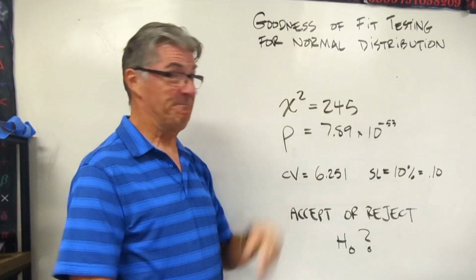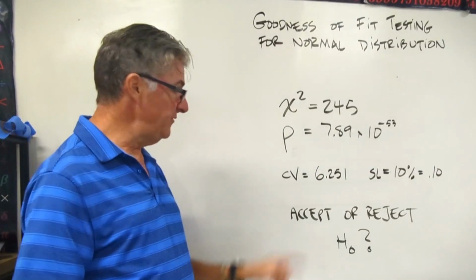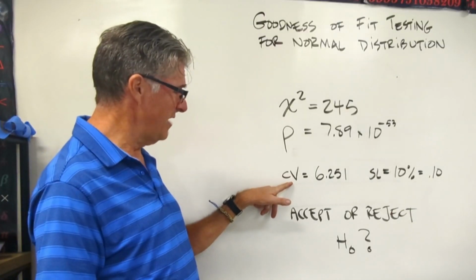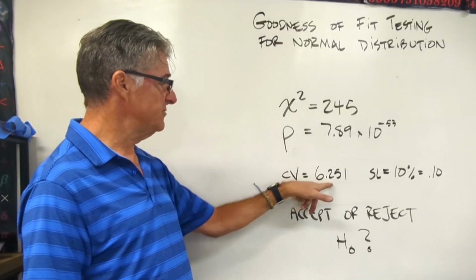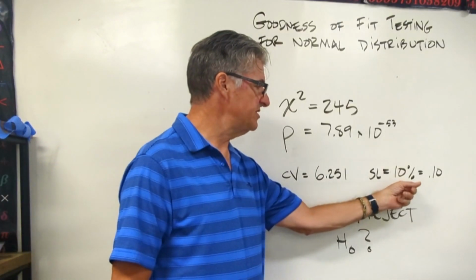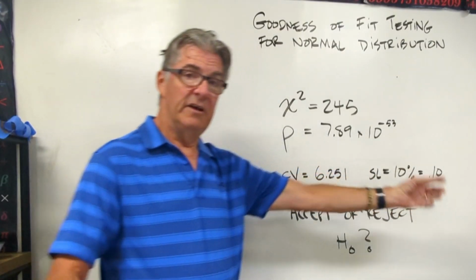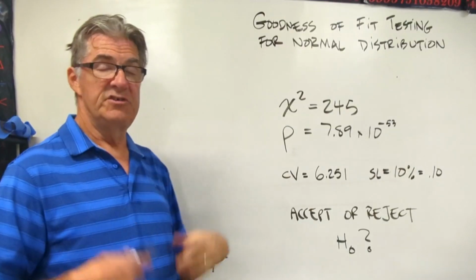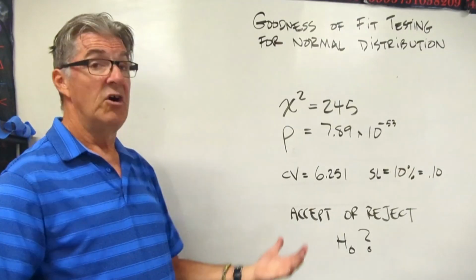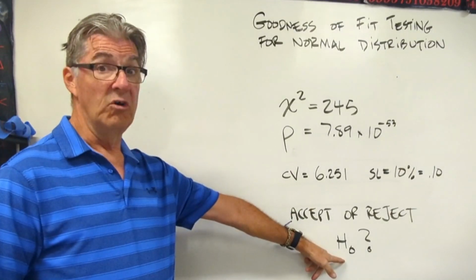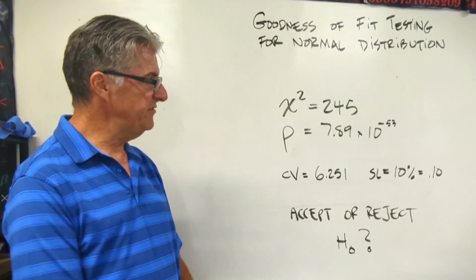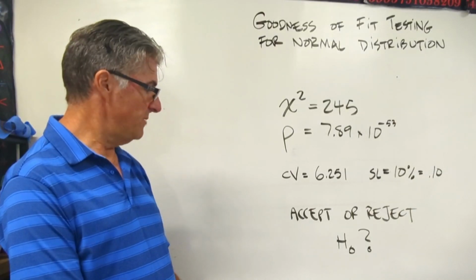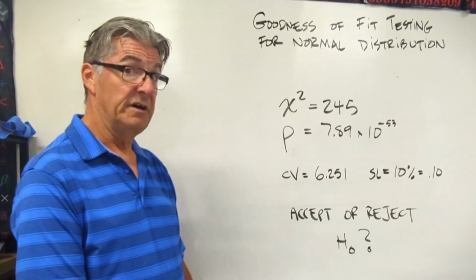Very, very tiny. Okay, so now I'm going to give you our critical value, CV. I like to not write critical value out every single time. So our critical value is 6.251, and our significance level is 10%, which is 0.1. So now I want you to use all 4 of these values to figure out whether you can accept or reject H0, the null hypothesis. So pause the video, think as hard as you need, make your commitment, accept or reject, and come back.